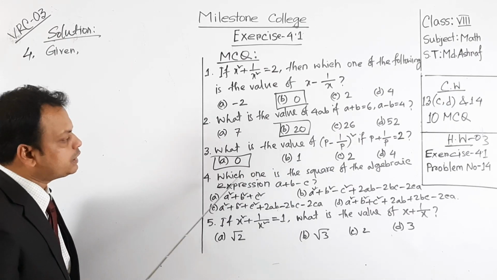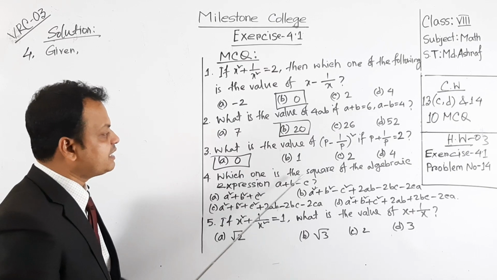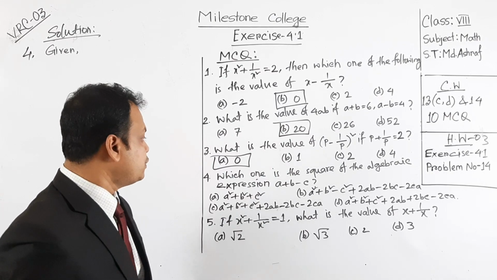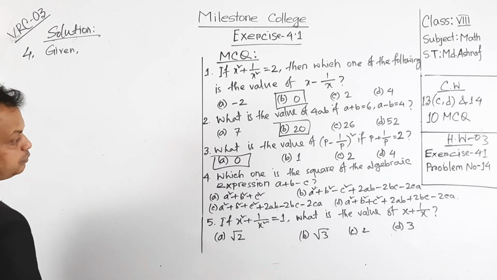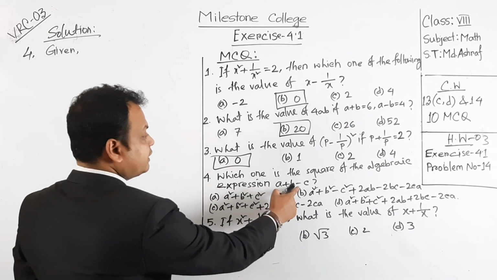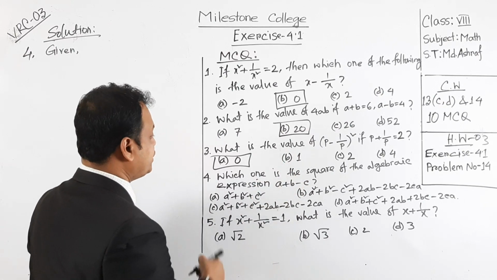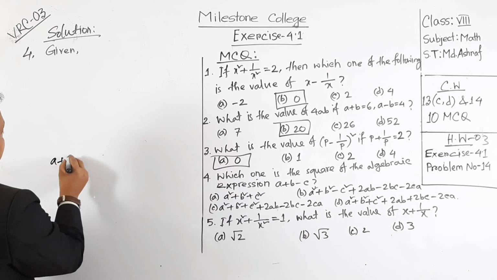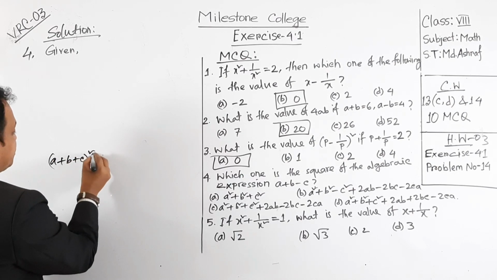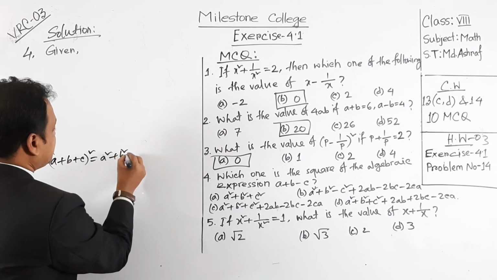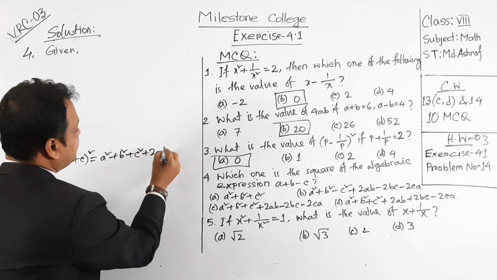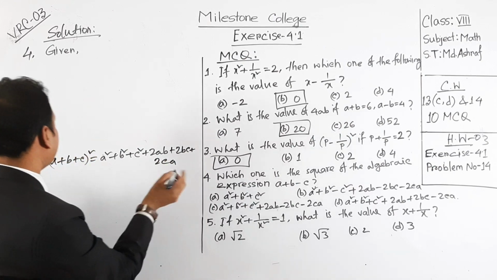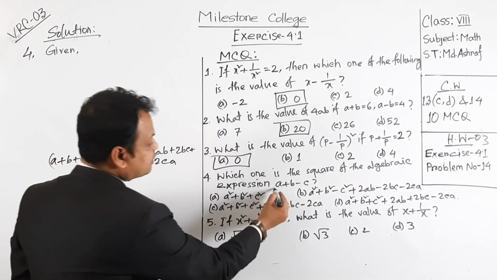Now question 4, an MCQ. Which one is the square of the algebraic expression a plus b minus c? Okay, so look here. We have to find the square of this expression. We can do it in a different way. Here we can apply a formula. We know the formula for a plus b plus c whole square, which is given in your book: a square plus b square plus c square plus 2ab plus 2bc plus 2ca. By applying this formula we can find the square of this expression.